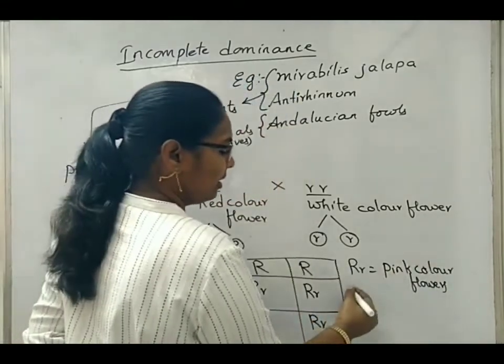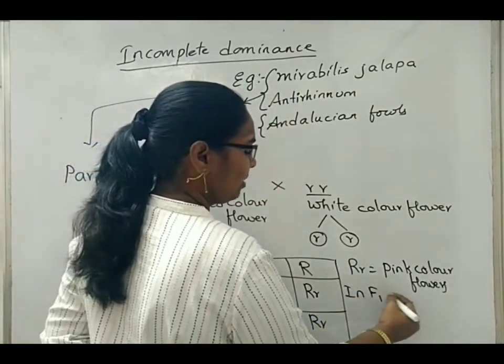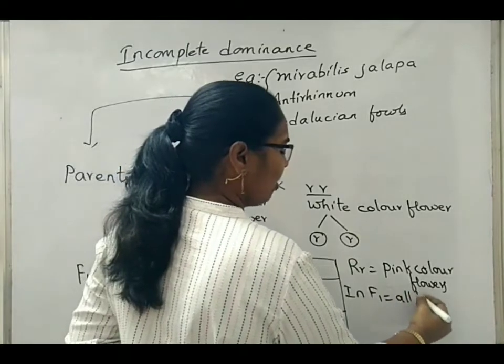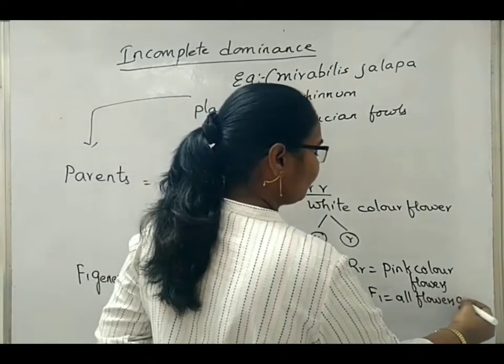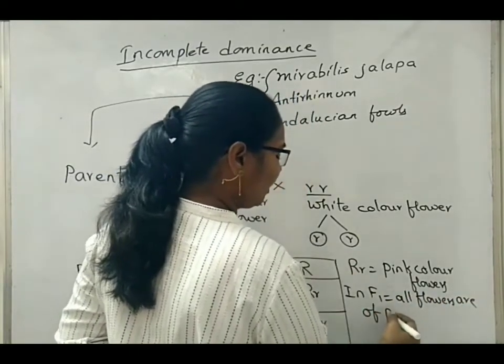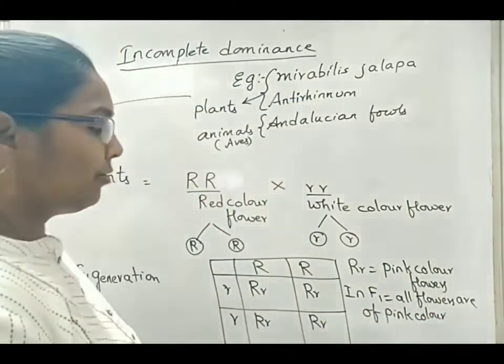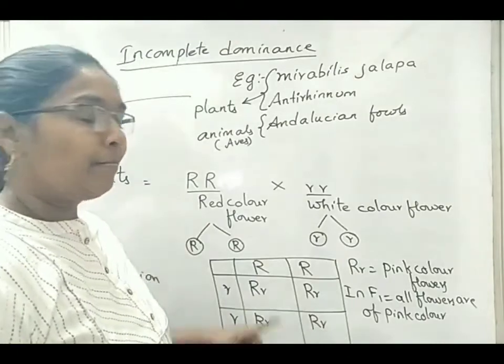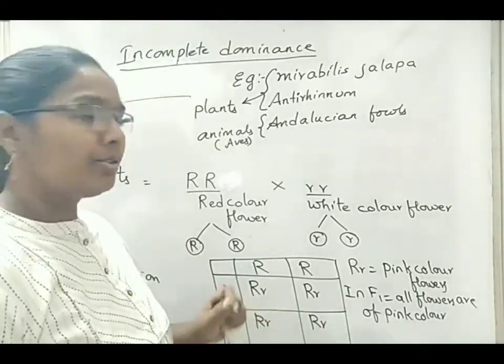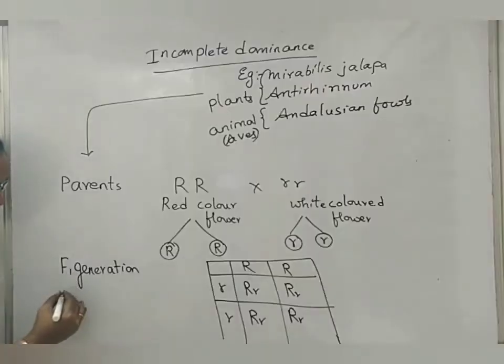Now, in F1 generation, all flowers are of pink color. Now, phenotypically they are pink in color. Genotypically they are heterozygous. If you write down a phenotypic ratio.